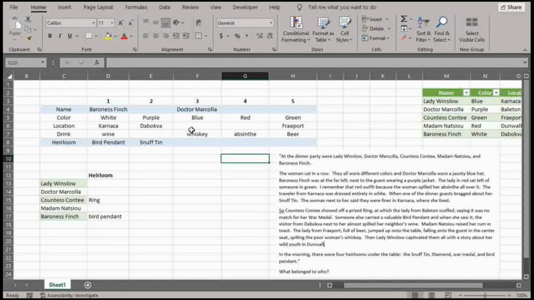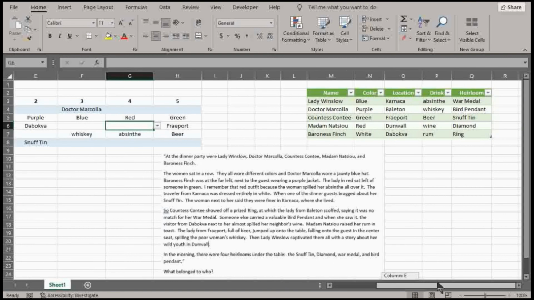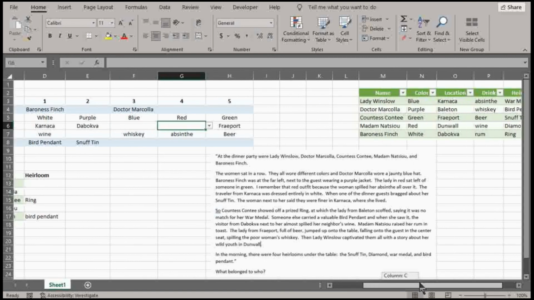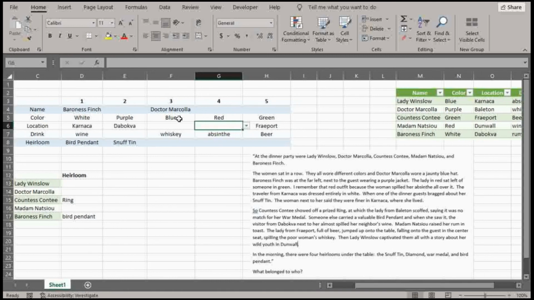Freyport full of beer. So there's two more locations here. The lady from Winslow went with a story about her youth in Dunwall. So the two locations left are Dunwall, and Bailton? Okay, so we know that Winslow is Dunwall. And the last location was Bailton. Bailton had a war medal. So that was Marcolo, all right, war medal.